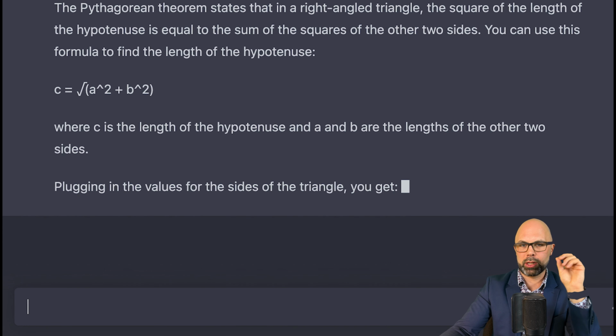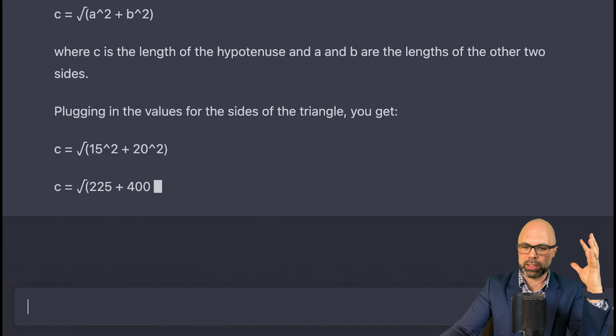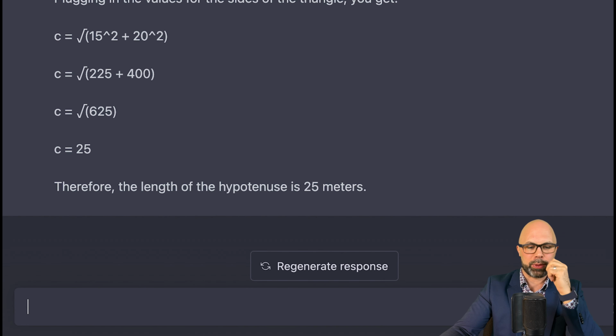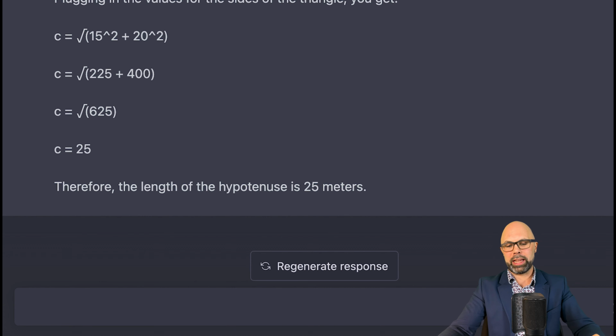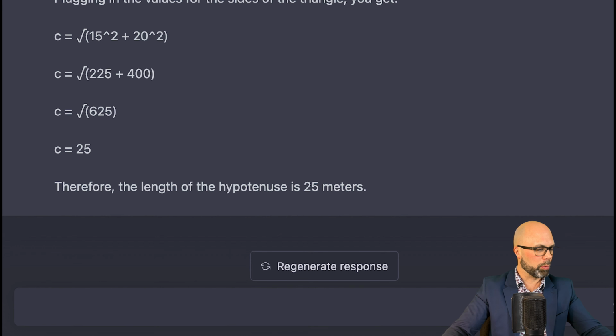A couple times I've almost called it "she." I don't know why. Maybe that's the movies. Hopefully it's not something darker. But the length is 25 meters. Okay, so no problems there.